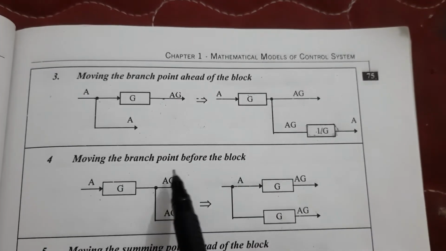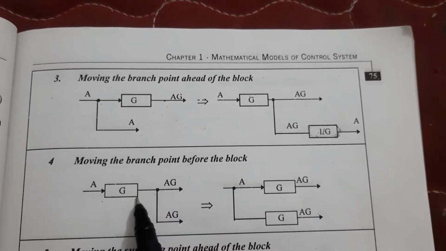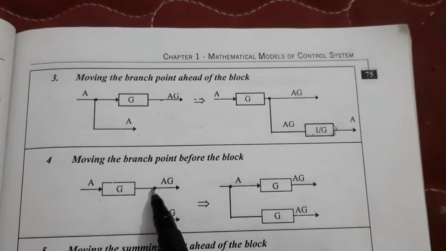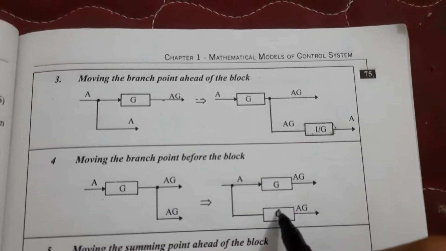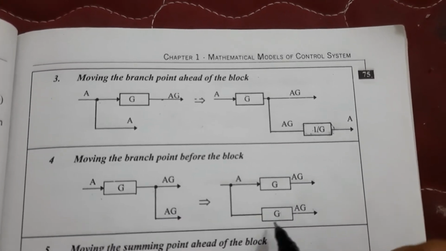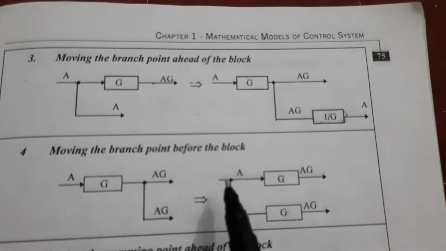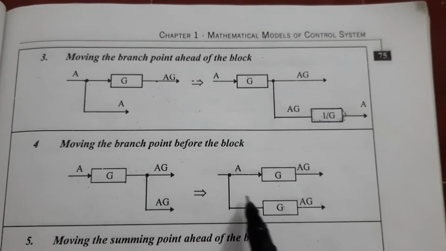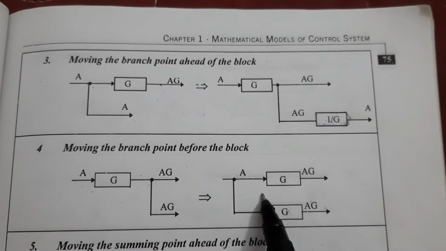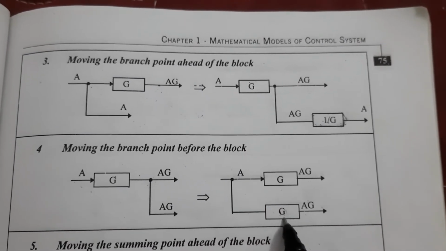Next is moving the branch point before the block. So now we move the branch point before this block, and we have to add an additional G block. So if we move the branch point before this G, we have to add another block in parallel with G.